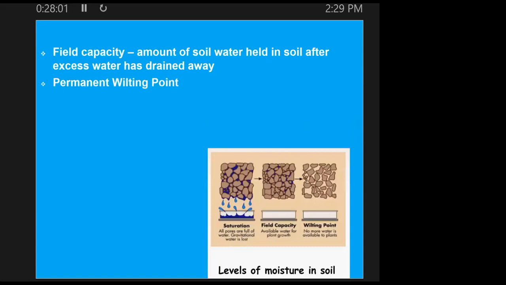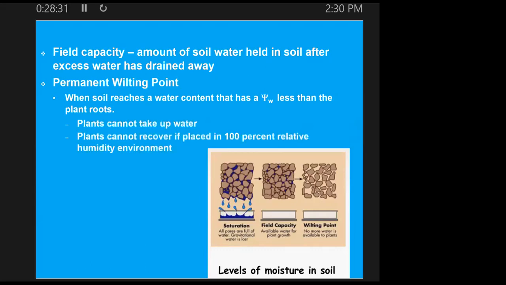And then you have your permanent wilting point, which is a sad, sad thing. This is when the soil has a water content where the overall water potential is causing the situation where the roots start to get water sucked out of them. So then your plant starts to wilt. And even if you do everything you can to rewater that soil, they just stay permanently wilted.